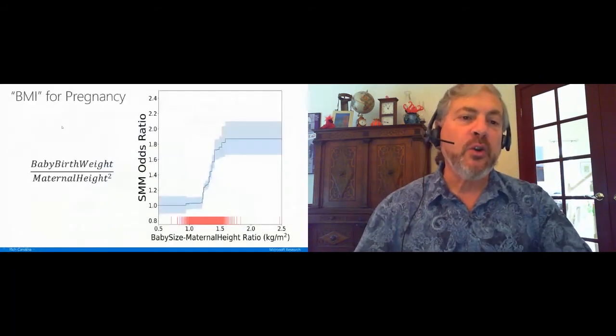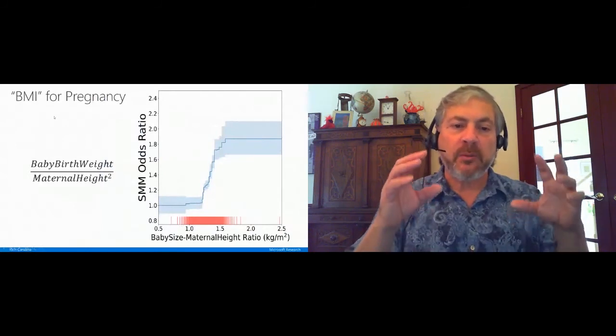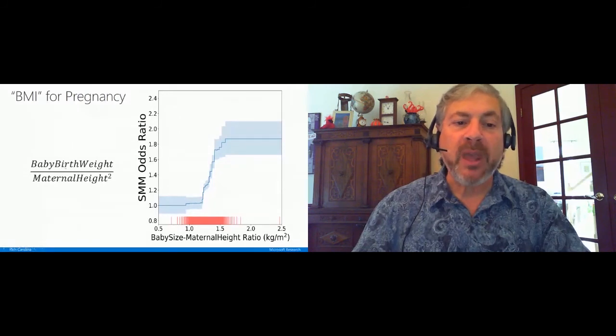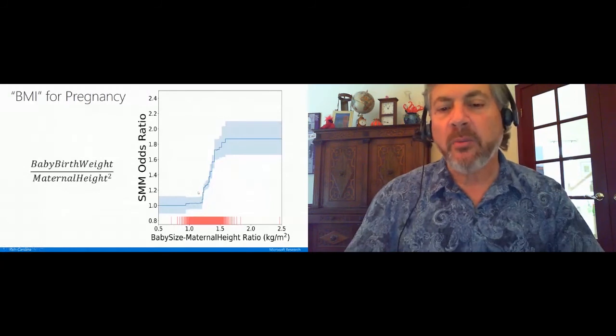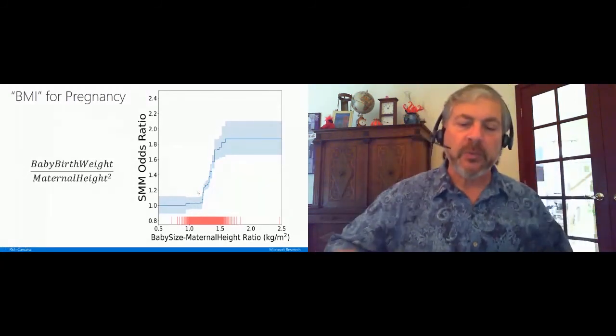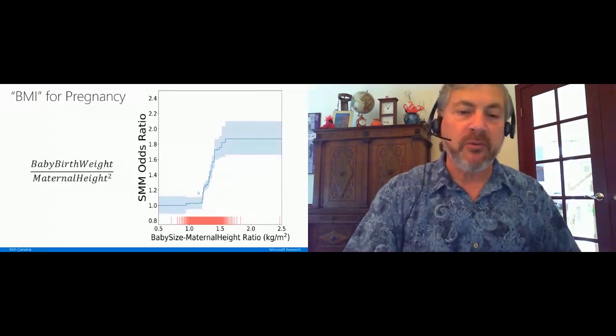So we created a new BMI. BMI is usually your mass divided by your height squared. We created a new feature, which is the baby's mass divided by the maternal height squared. And when we create this feature, it immediately becomes the single most important feature in the model. So we think this is going to be very important going forward.